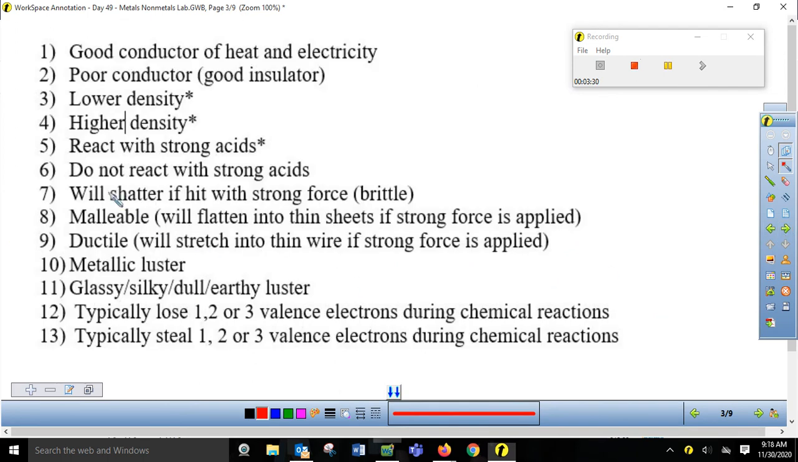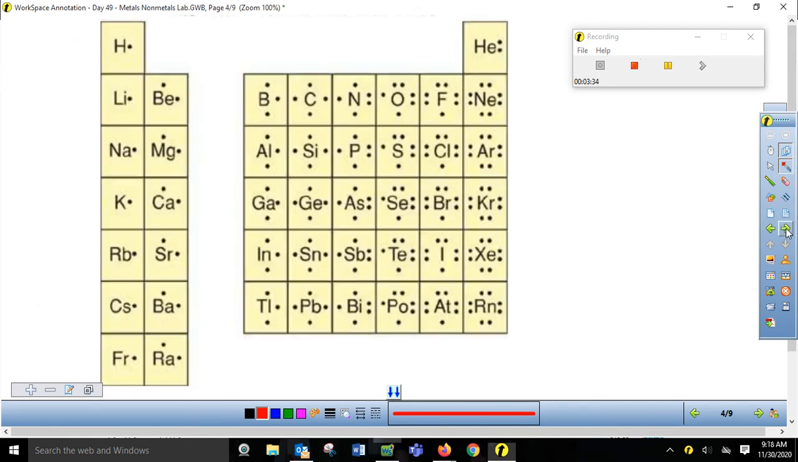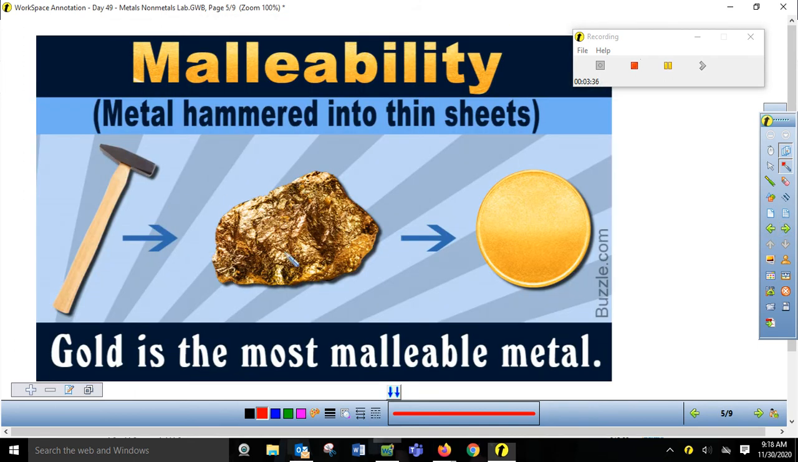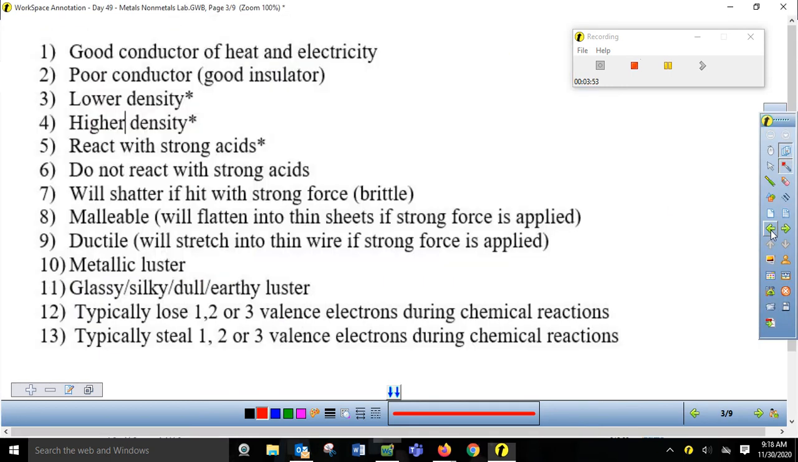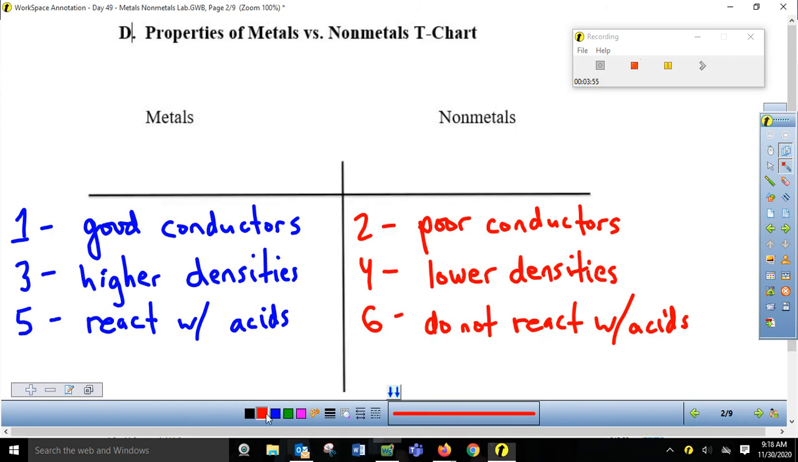Alright, 7 and 8. What would happen if you hit it with a hammer? I got a slide here. Malleability. So if we take a piece of metal and we whack it with a hammer, metals, with their bonding, are able to be flattened without breaking. Gold is an excellent malleable metal. So gold can be flattened to a very, very thin sheet. On the other hand, if we take a hammer and whack a nonmetal, nonmetals are brittle.